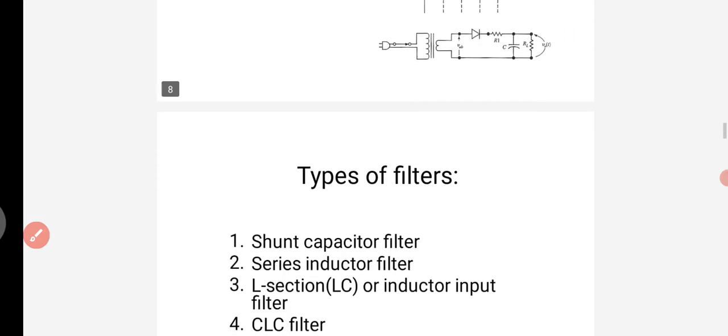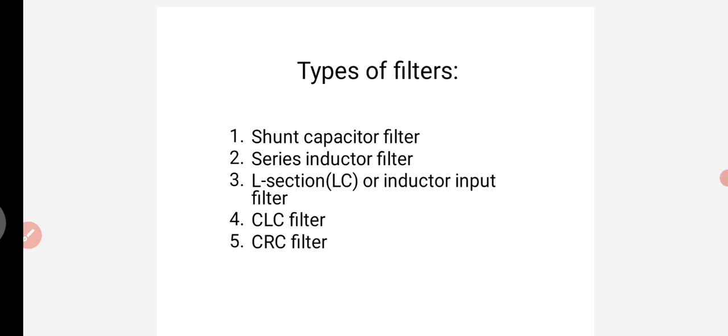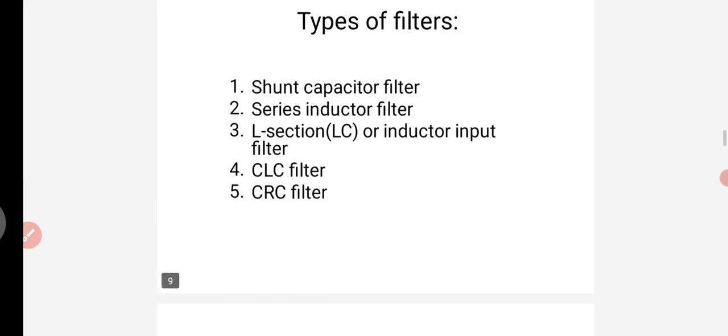That is about the filtering, how they filter the signal. Now the next topic is types of filters. There are different types of filters. The first type is the shunt capacitor filter, then series inductor filter, L section, that means LC or inductor input filter, CLC filter and CRC filter. Here CLC means capacitor, inductor and capacitor filter. CRC means capacitor, resistor and capacitor filter. These are the different types of filters.